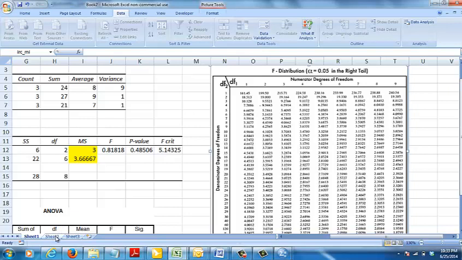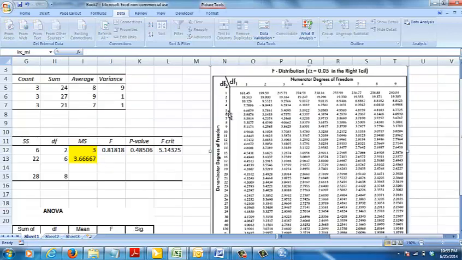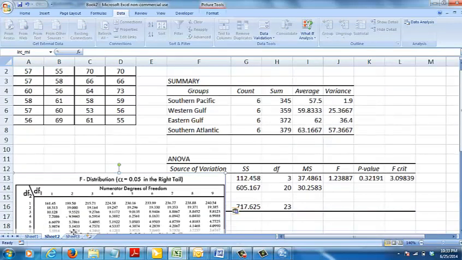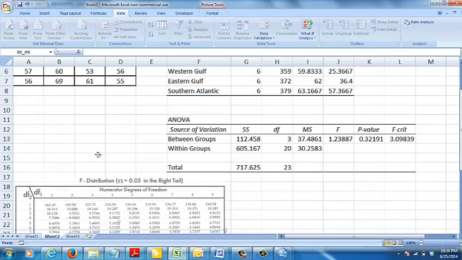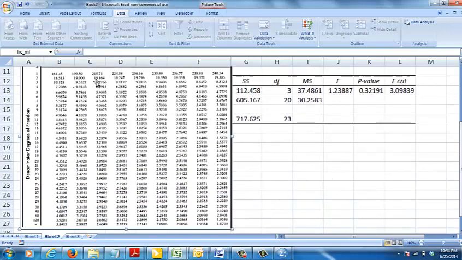If we were looking at the other sheet, we have 3 degrees of freedom and 20. What I'll do is actually bring over this picture for the other one. So 3 and 20 is what we're looking at. If I go over to 3 and go down to 20, I see 3.0984 right here. And when you look at F, you'll see 3.0984.